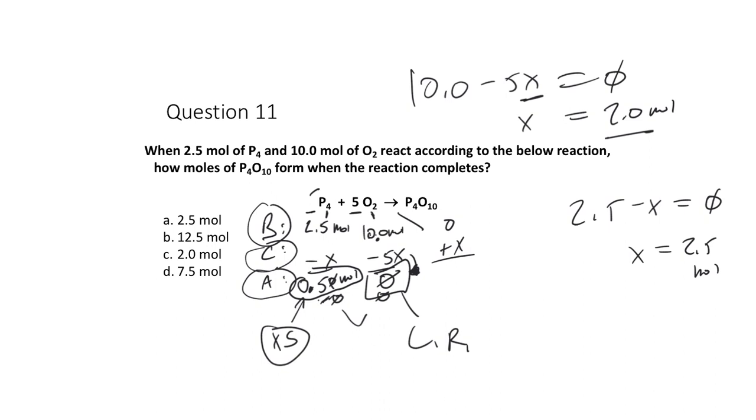And so one of the 2 reactants goes to 0, if not both. It's possible if we just mix 2 moles and 10 moles, both of them would have gone to 0. But in this case here, oxygen's completely consumed, and then our X is 2 moles, so we're producing 2 moles of the P4O10. So we're making 2 moles of P4O10.